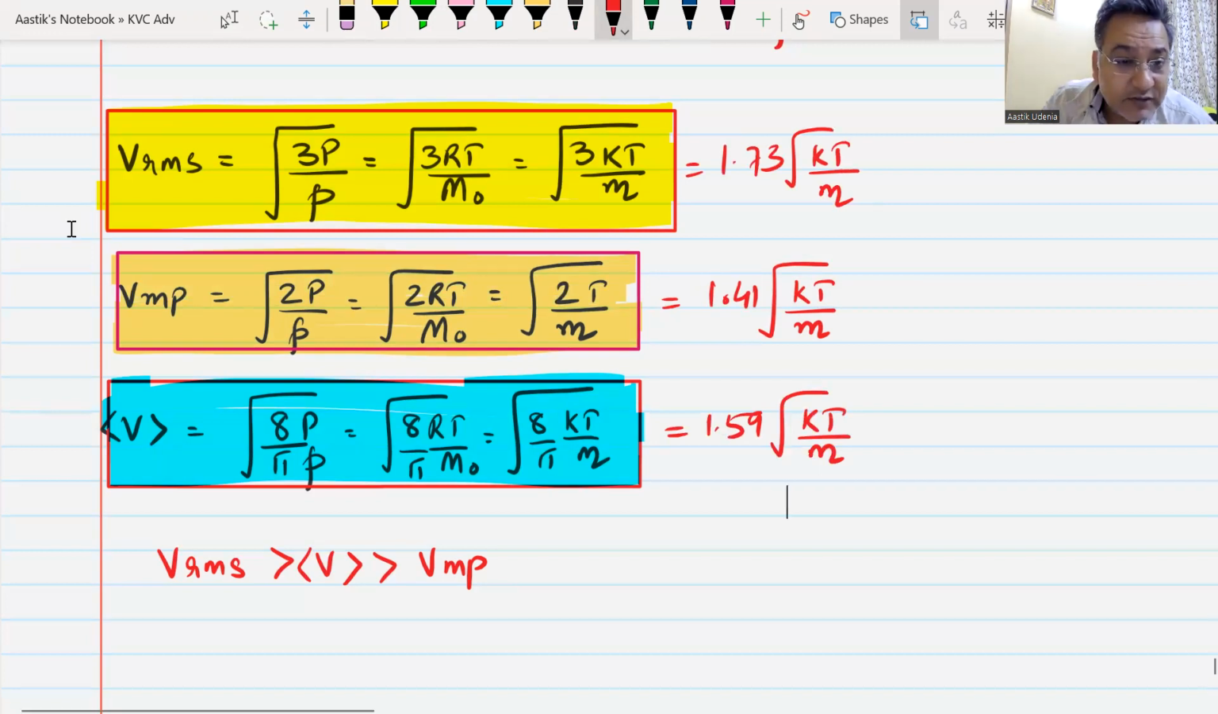Do we understand this? I'll give you 2 minutes to note it down. Well, this is about the three types of speed. Now, you have seen the relation between the three types of speed.